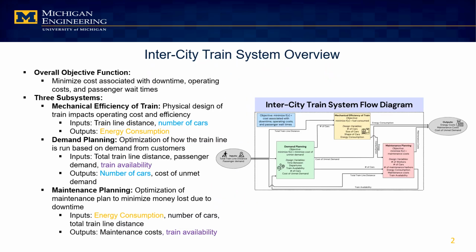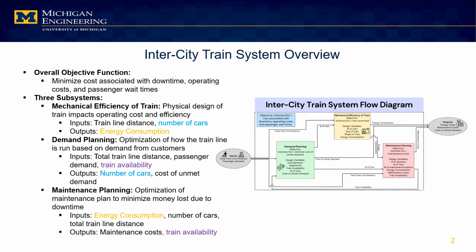At a high level, our system, the intercity train system, seeks to minimize the cost associated with downtime, operating costs, and passenger wait times. This is done through three subsystems. First, the mechanical efficiency defines the physical design of the train, which impacts the operating costs from the energy consumption perspective. Thus, it seeks to minimize the energy consumed by the train and therefore costs associated with that.